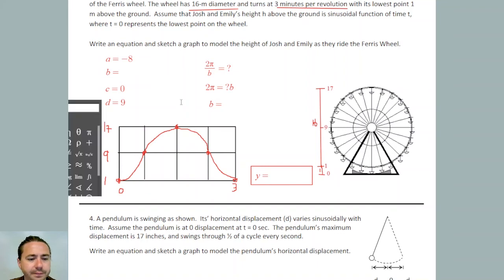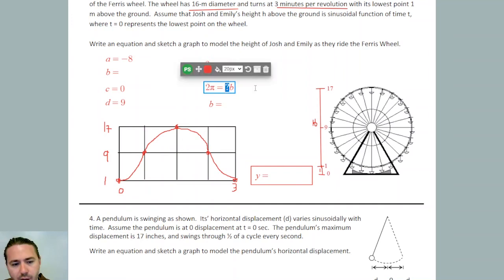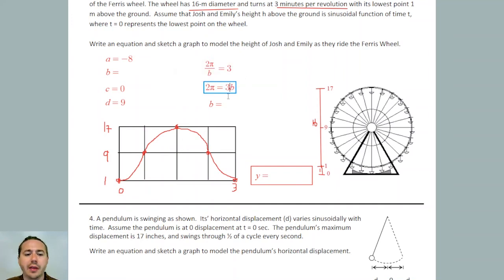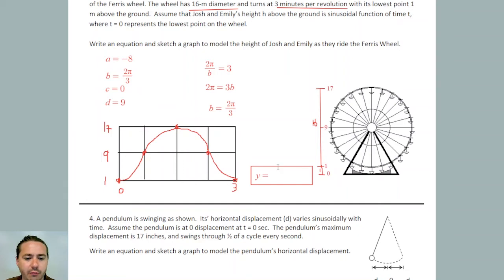And then finally, to find b, we'll do 2 pi over b equals the period. We know the period is 3, so we're going to multiply both sides by b and then divide by 3. So our b value is 2 pi over 3. There we go, 2 pi over 3. Okay, so now we got everything we need here, right? I don't think we're missing anything. So we can go ahead and write our equation.